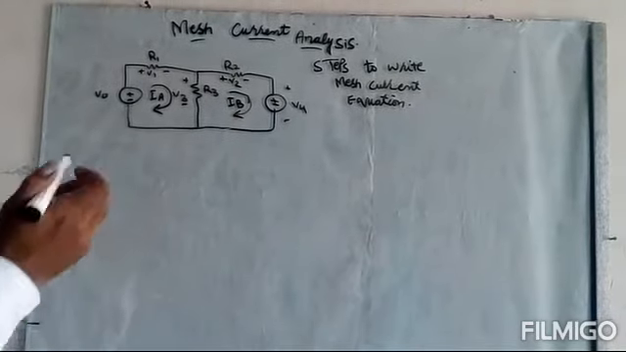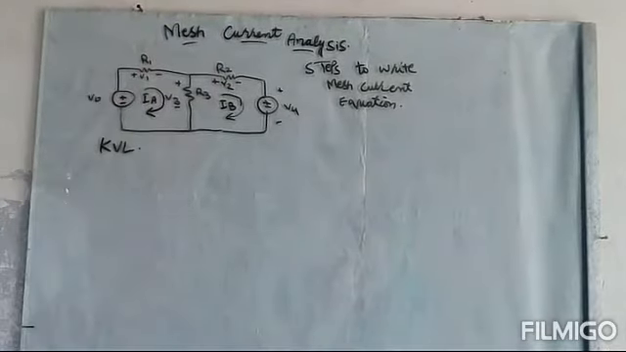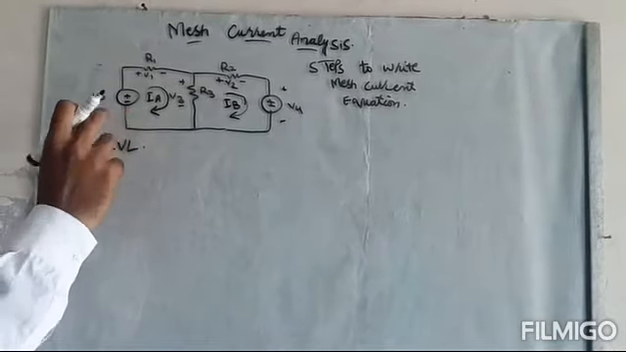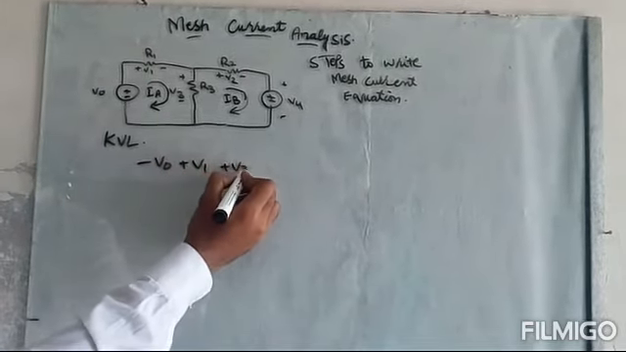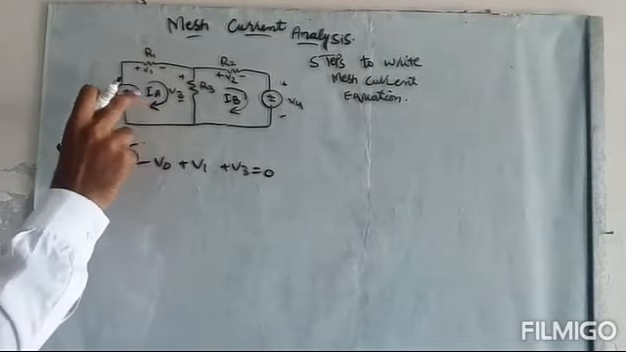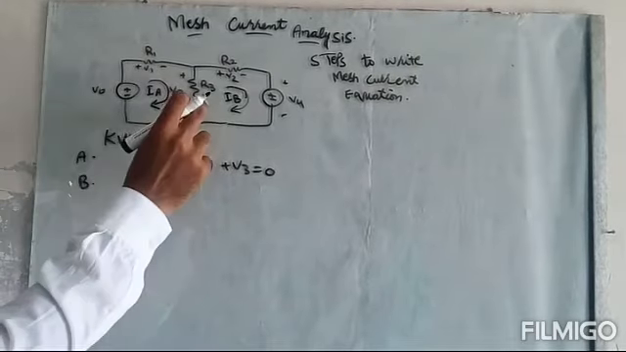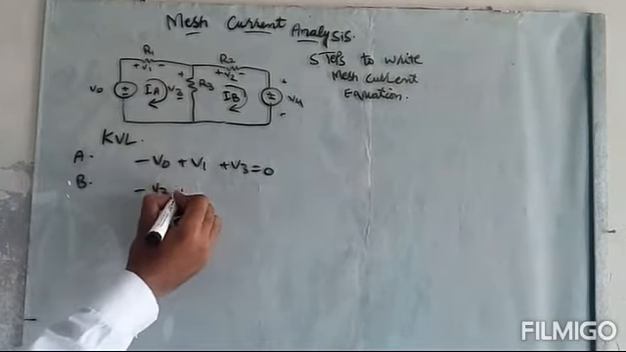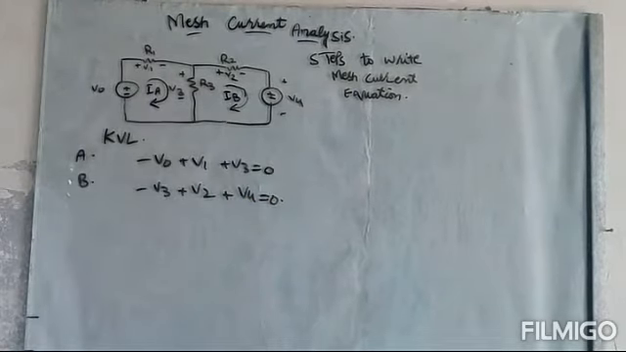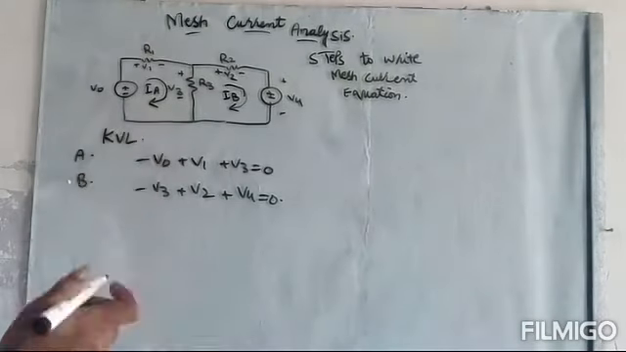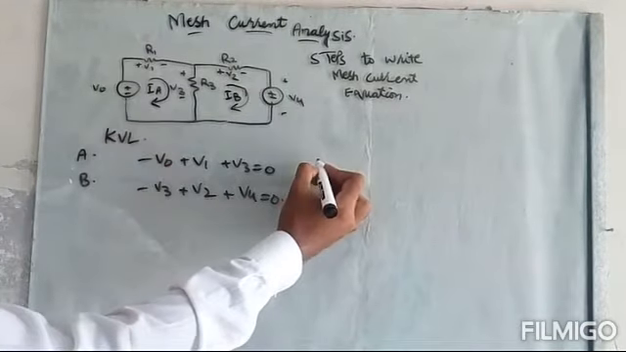So we will write KVL equations for each mesh. First we will start for this mesh, starting from here: minus V0 plus V1 plus V3 is equal to 0. The algebraic sum of the voltages in a loop is equal to 0. This is mesh A. For mesh B, starting from here: minus V3 plus V2 plus V4 is equal to 0. After writing the KVL equation for both meshes, we will write these voltages using Ohm's law.